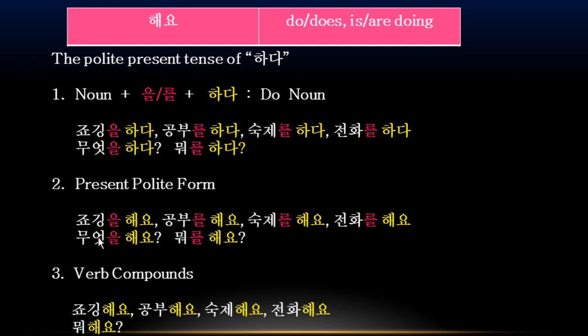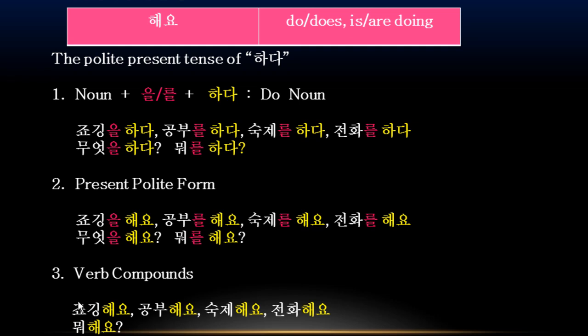Okay, and then some people figured out in the past that it's too long. Let's reduce it further. What do we need the object marker there for? So let's get rid of it. Let's make verb compounds. That's what happened. So all the ㄹ sounds got dropped, which should make it easy for you, right? 조깅해요, 공부해요, 숙제해요, 전화해요, 뭐해요. That's not a verb compound, but 조깅해요, 공부해요, 숙제해요, 전화해요.